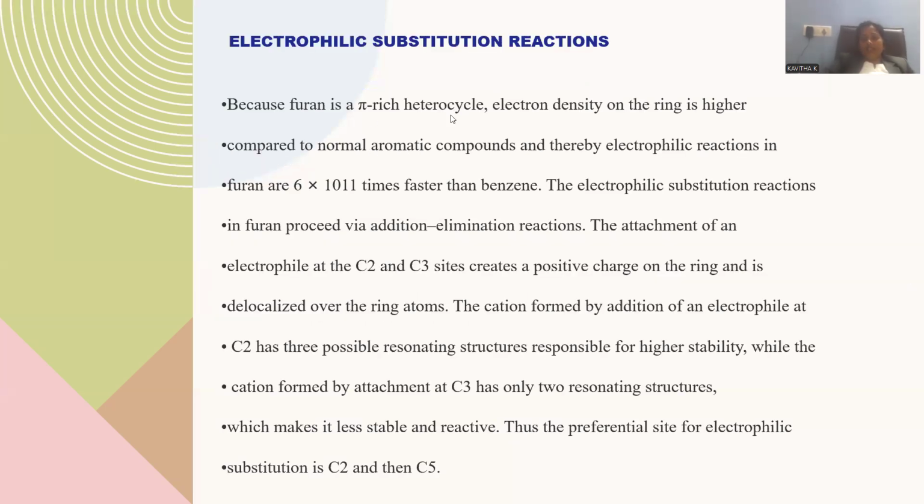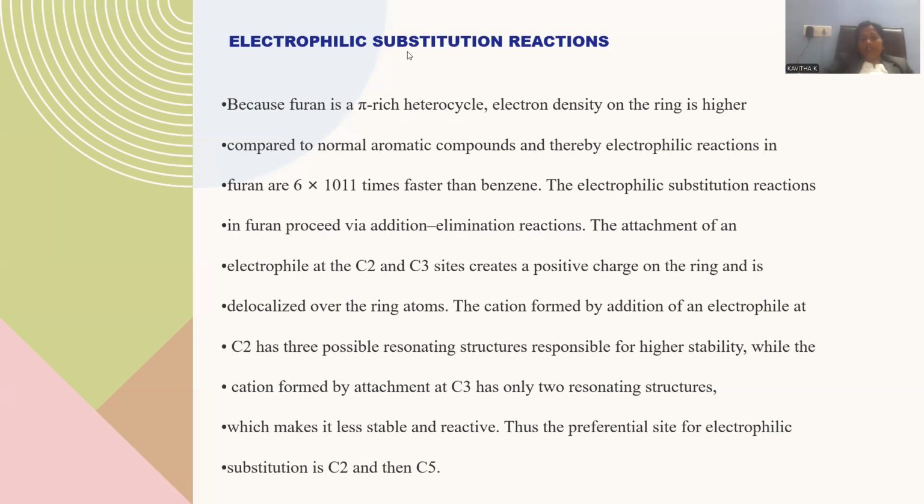Furan is a pi-rich heterocycle. As we are aware, it is a pi-excessive substance and the electron density will be higher within the molecule in comparison to benzene. And 6 into 10 to the power 11, 11 taken as a superscript, being a power, right? It is 6 into 10 to the power 11 times faster in reactivity with respect to electrophilic substitution in comparison to the benzene molecule.